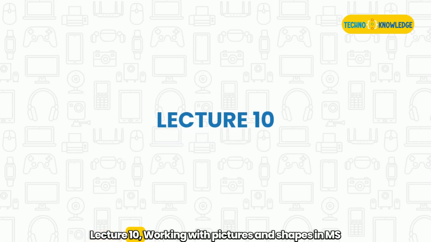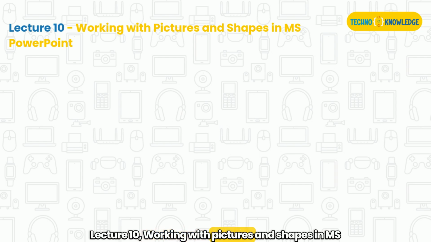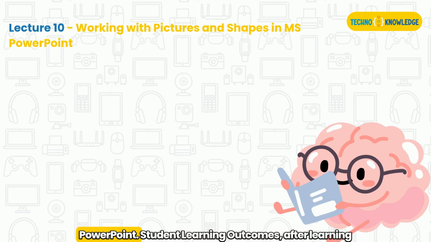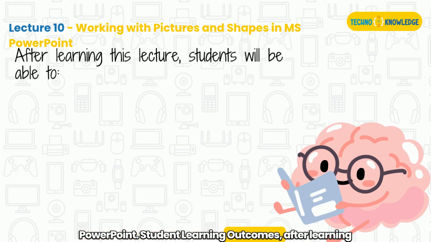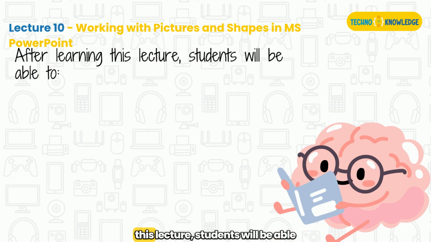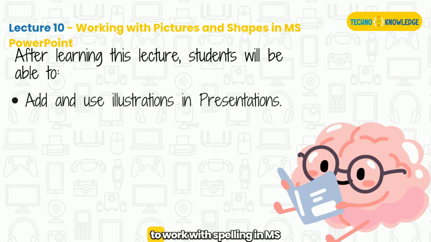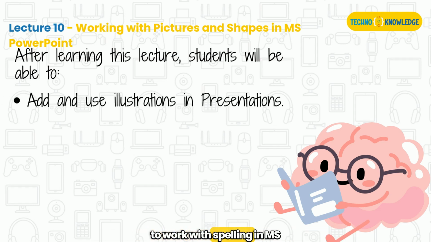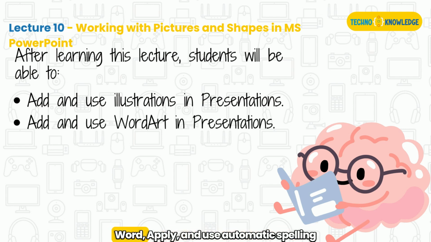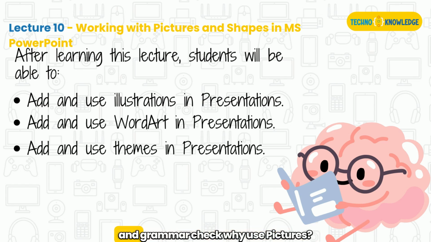Lecture 10. Working with pictures and shapes in MS PowerPoint. Student learning outcome. After learning this lecture, students will be able to work with spelling in MS Word, work with grammar in MS Word, apply and use automatic spelling and grammar check.